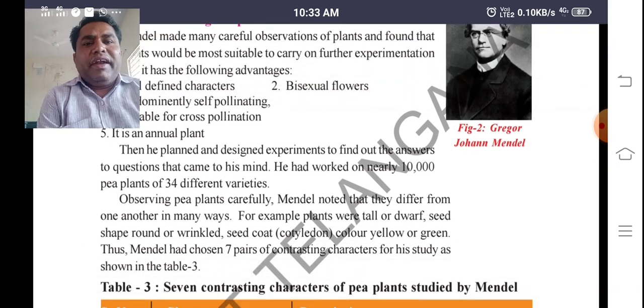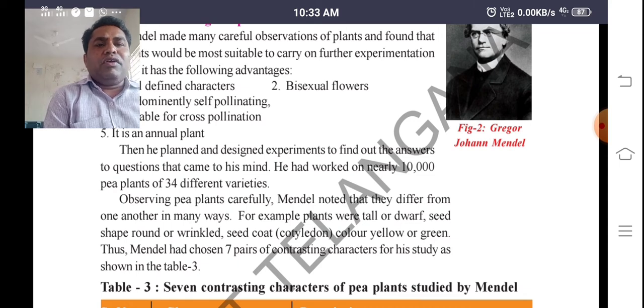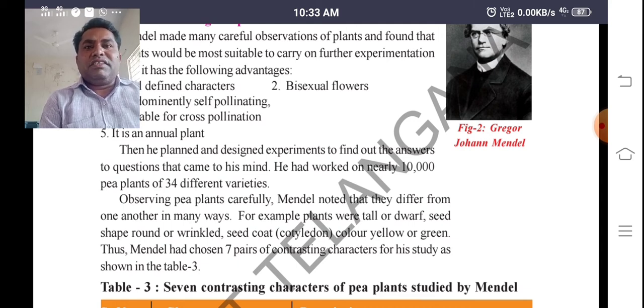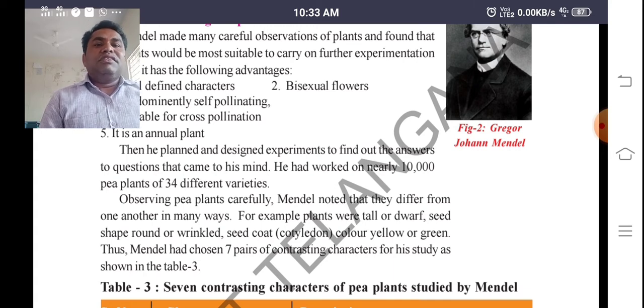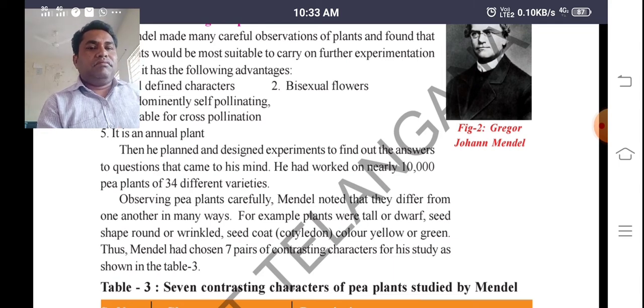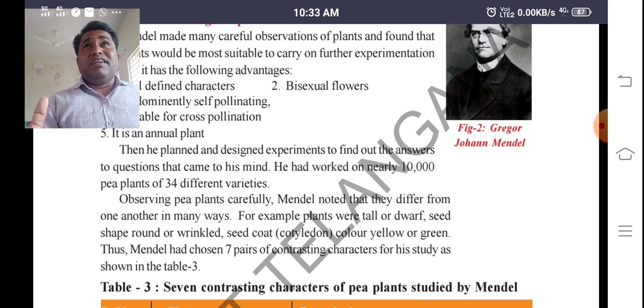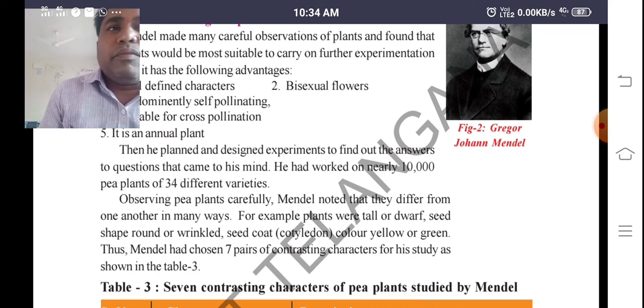Then he planted and designed experiments to find out the answers to questions that came to his mind. He had worked on nearly 10,000 pea plants of 34 different varieties. All of you keep this in mind: he worked on nearly 10,000 pea plants. And how many varieties? You know that there are a number of varieties in the pea plant. That is the reason he selected it. For example, in our surroundings we can take green peas and yellow peas. Yellow peas and green peas, we see all of these.